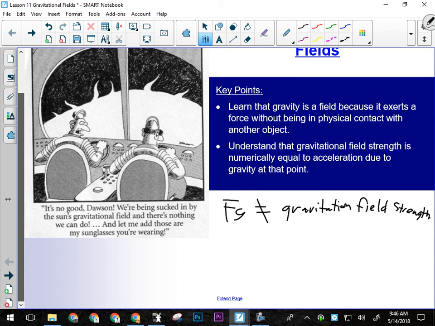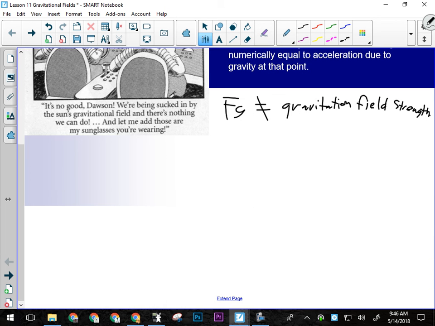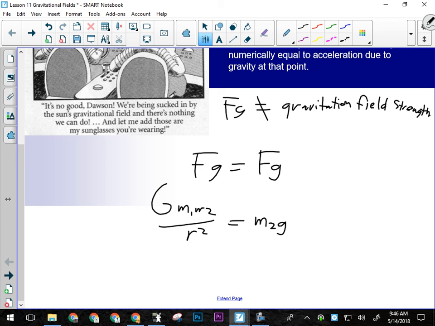So for gravitational field strength, essentially what we're saying is that force of gravity equals force of gravity. Well, duh, of course it is. 1 equals 1. But what we're saying really is this: big G times M1 times M2 over r squared is equal to m2 times g, the smaller mass times little g. This is how we can use Newton's universal law of gravitation to figure out what the gravitational field strength should be. Everybody all right with that idea?